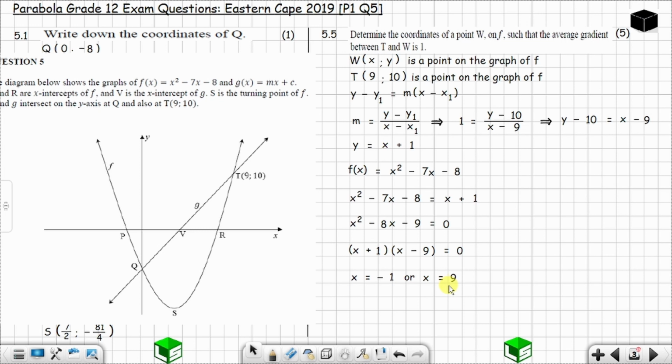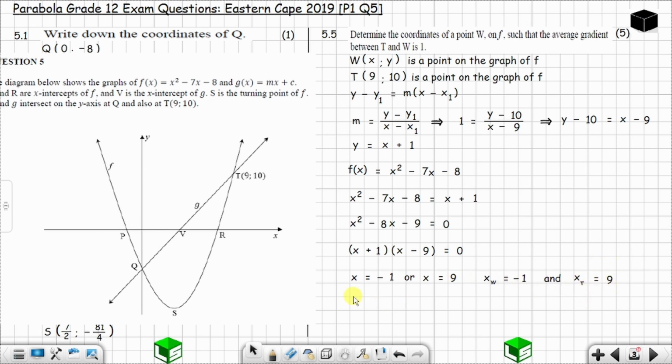Now you can see this is the x coordinate of the point T, and obviously this is the x coordinate of the point W. You can see that the x coordinate of the point T is 9. So you know that the x coordinate of the point W is equal to negative 1, and the x coordinate of the point T is equal to 9.